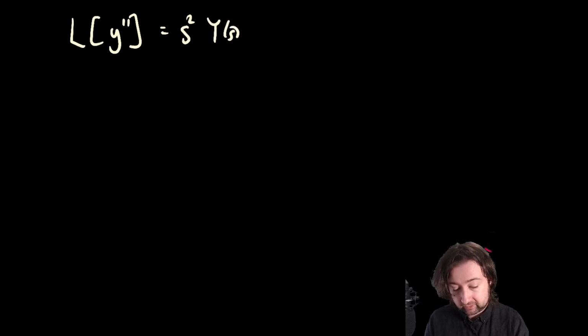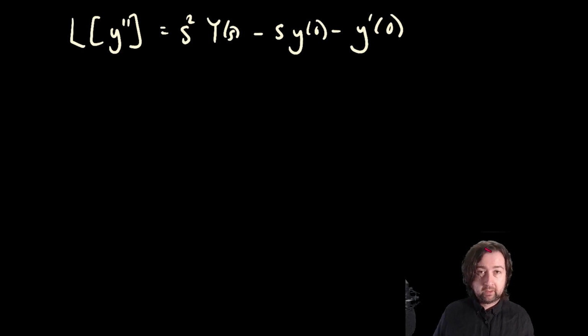So the next example that we're going to work on is going to be a second order equation. And so we're going to need to know how to do the Laplace transform of the second derivative. So the Laplace transform of y prime prime turns out to be s squared Y of s minus s y of 0 minus y prime of 0. Okay. It's got the same structure as it does in the first derivative case.